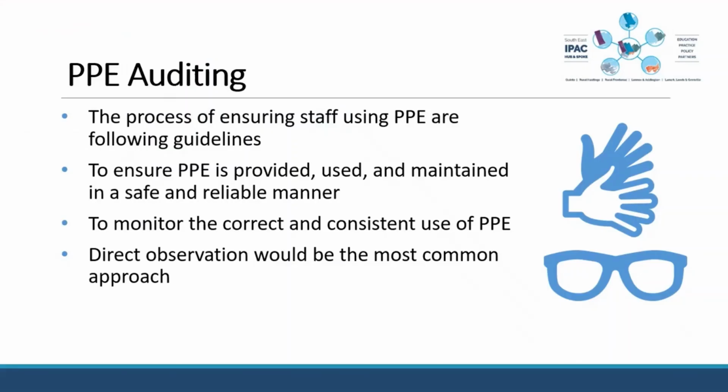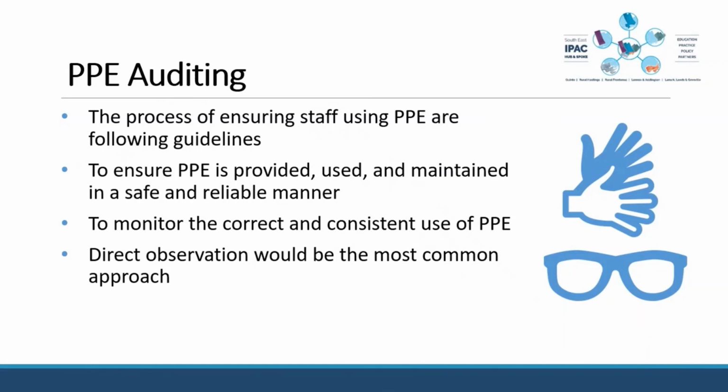That's great and helpful. Okay, continuing on, moving on to another type of auditing or monitoring adherence: PPE. So PPE auditing, well, we know it's the process to make sure staff are using PPE in healthcare and they're following recommended guidelines. If you're going to audit it, you need to ensure that PPE is actually provided and that it's used and maintained in a safe and reliable condition. It's important to monitor the correct and consistent use of PPE for the safety of staff and residents. And it is important to note that direct observation is the most common approach for this type of auditing.